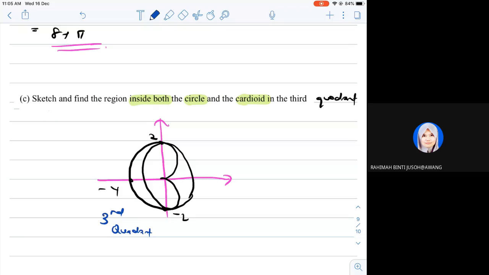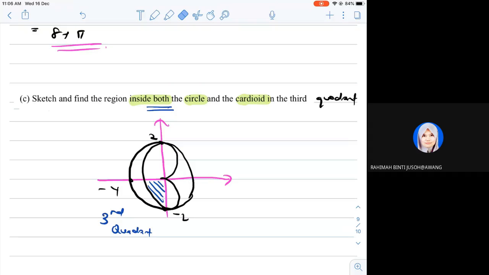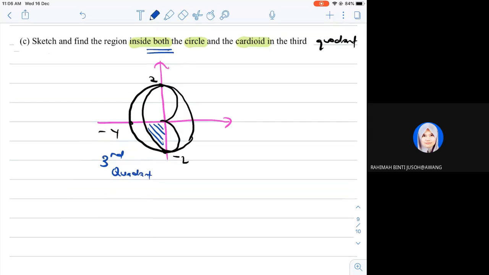So inside both means, okay, inside circle kat sini kan. Perlu tak saya shade region ni? Sekejap saya buat color yellow ni. Do I need to shade the yellow region? No, no need. Because the question asks you to find the region inside both. So inside both means only the blue color, the shaded region in the blue color. So yang ni tak perlu. So just like that. Bila macam tu, menarik soalan ni.